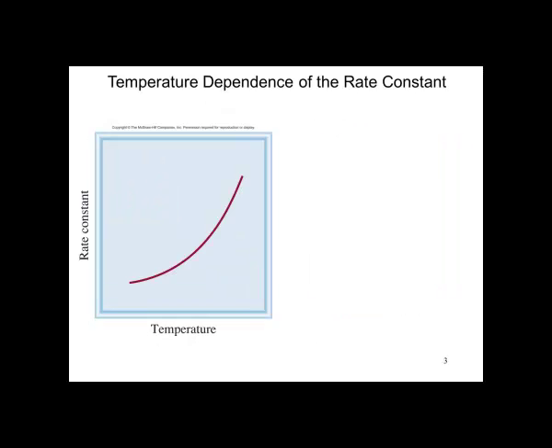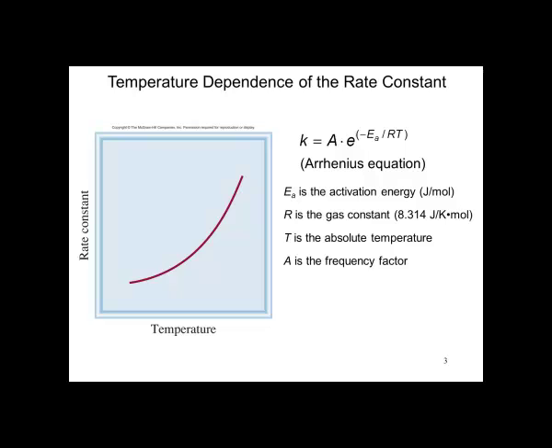There is a temperature dependence of the rate constant. If we plot the rate constant versus temperature, we see the following parabola. K equals A times the exponent minus EA over RT. It's known as the Arrhenius equation. E sub A is the activation energy in joules per mole, R is the gas constant, T is the absolute temperature, and A is called the frequency factor.